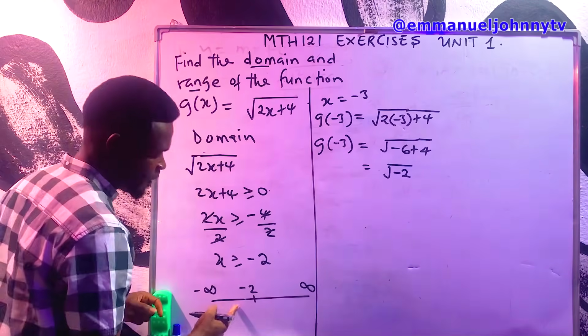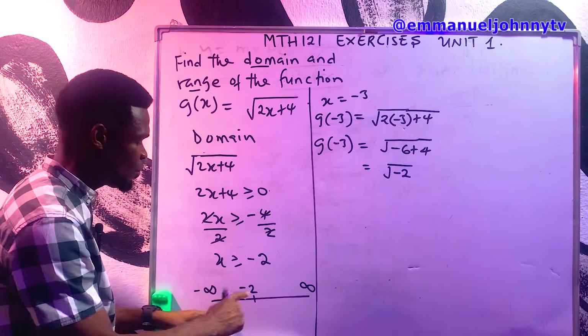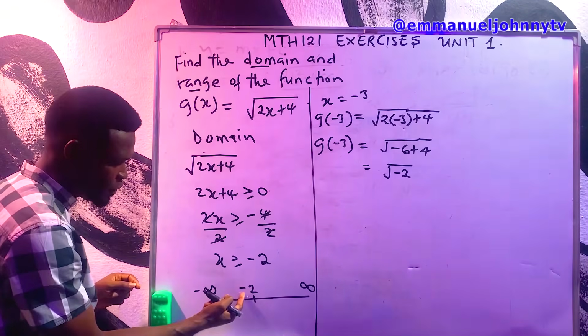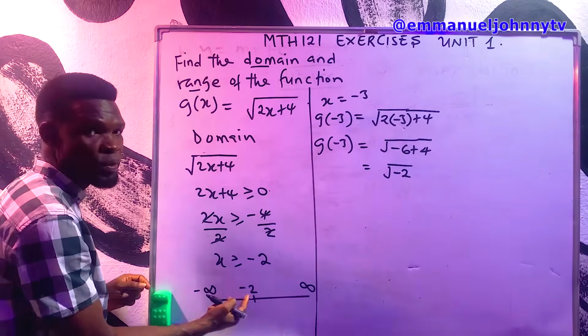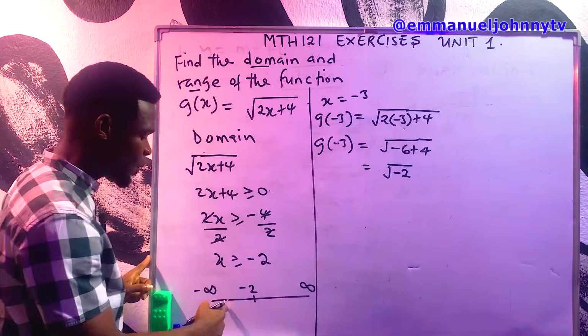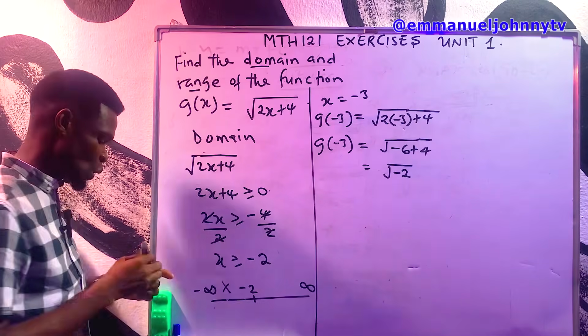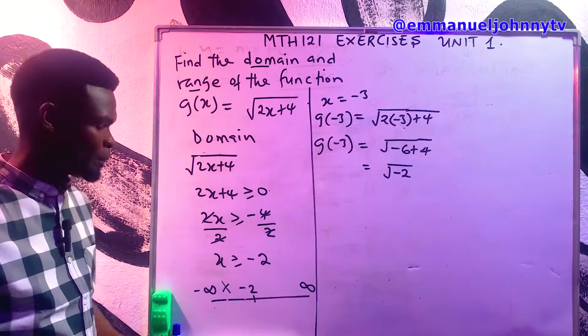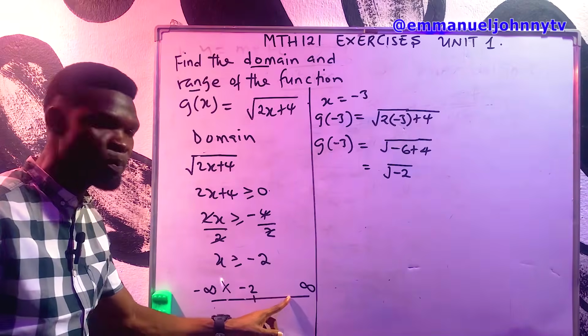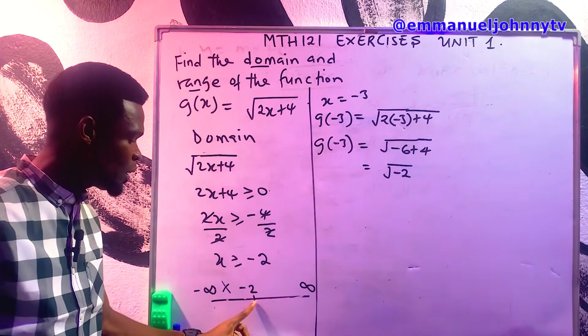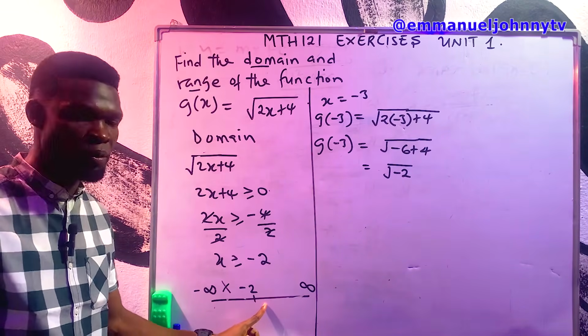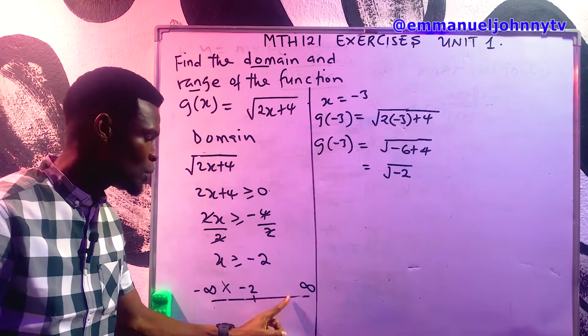Since minus 3 does not satisfy it, no value in this range will satisfy it. You can pick minus 4, minus 5, none of them will satisfy it. So this region does not satisfy it. Next, you pick another point in the other region from minus 2. Immediately after this, the next values are minus 1, 0, 1, 2, and so on.